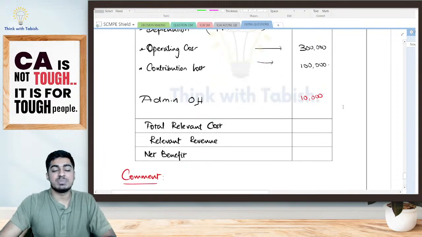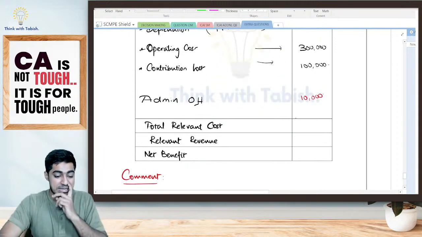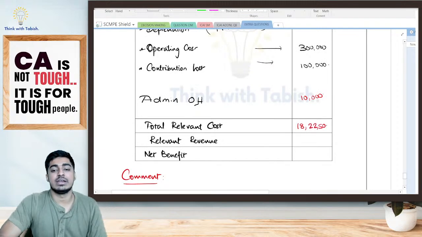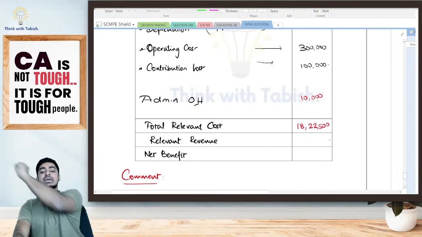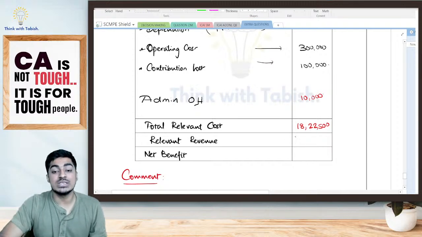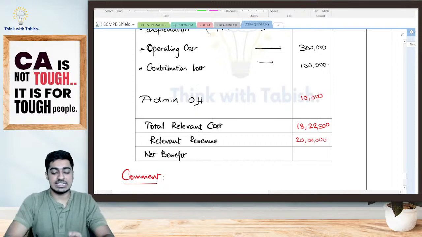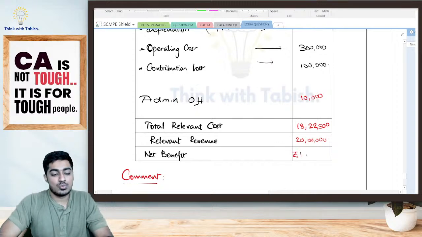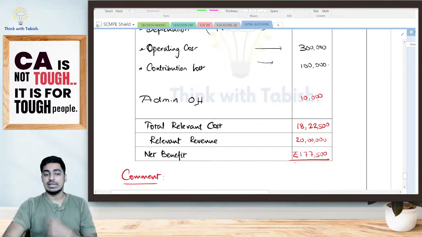Relevant cost specifically for the contract, how much are we incurring? 18 lakh 22,500. As against that, if we incur 18 lakh 22,500, how much revenue will we get? 20 lakh rupees. So what is the net benefit we will get, students? Net benefit is going to be rupees 1,77,500. Is it clear? Yes.